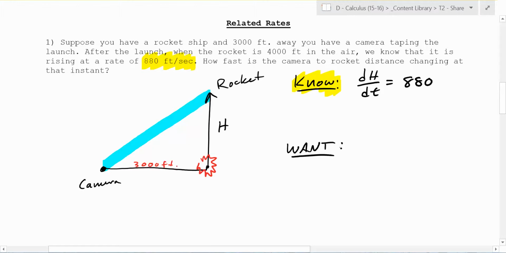What do we want? Well, we have to label that blue distance. What letter do we want to give it? Anybody want to label it for us? Pick a letter. B? Sure. That distance is B.